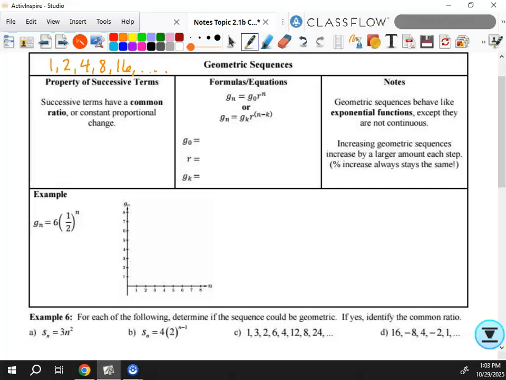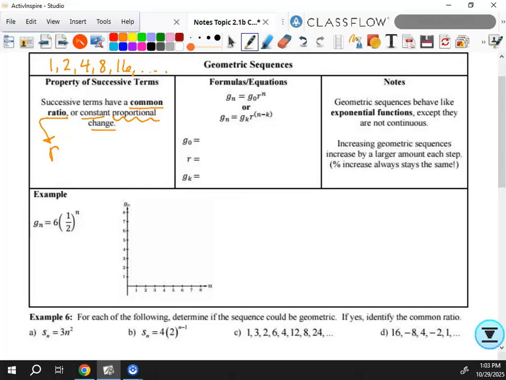Your successive terms, instead of having a common difference like yesterday, they have a common ratio, which we show as r, okay? Common ratio. That means that is a constant proportional change, which means instead of adding the same number over and over again, we are multiplying by the same number. So we multiply each previous term by 2, that's how we get the next term. Okay, that makes sense? Good on that.